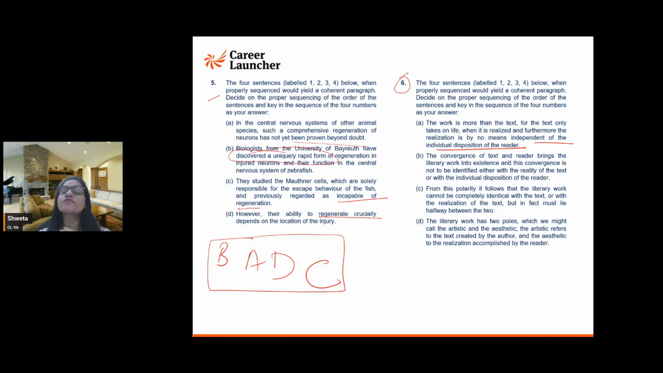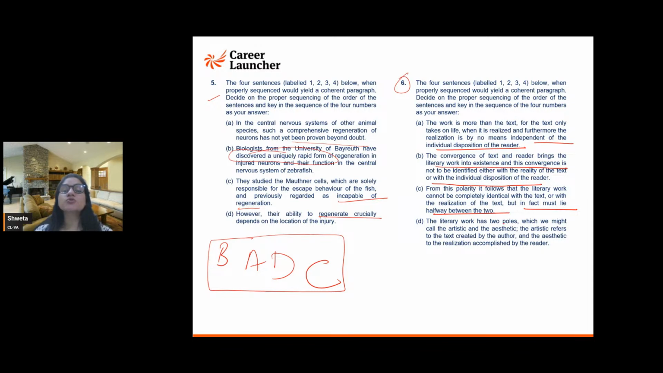The convergence of text and reader brings the literary work into existence, and this convergence is not to be identified either with the reality of the text or with the individual disposition of the reader. From this polarity, it follows that the literary work cannot be completely identical with the text or with the realization of the text, but in fact must lie halfway between the two.